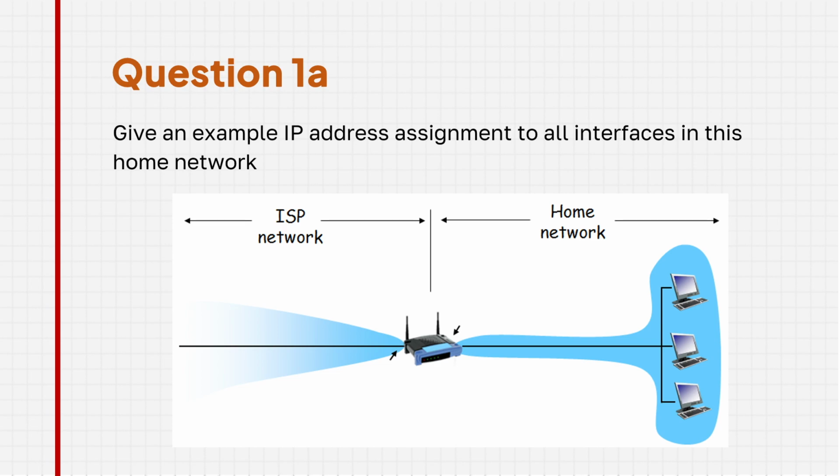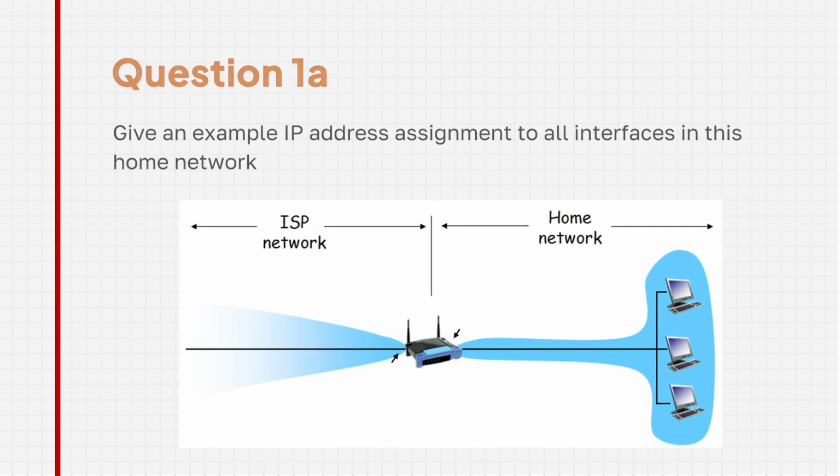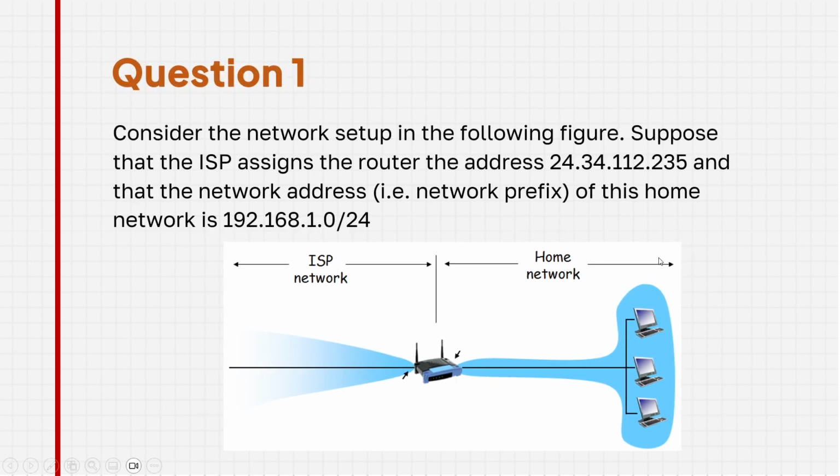So if it's the leftmost one, which side is the router facing? The external side or the internal side? If it's the left one, external side, right? So in this case, if I'm the router, this is the external facing side. So what will be the address of the external facing side? The WAN address, right? So this one, the ISP assigning the router address 24.34.112.235.